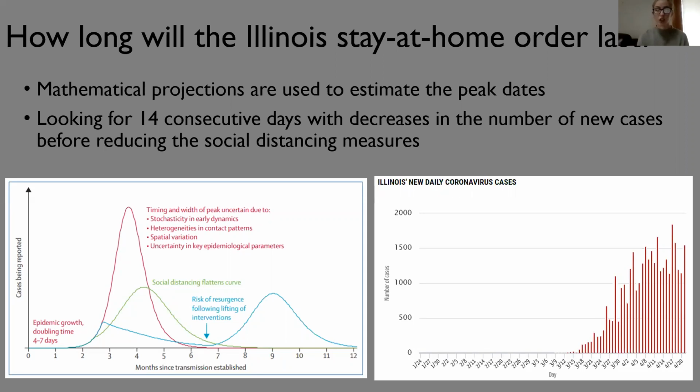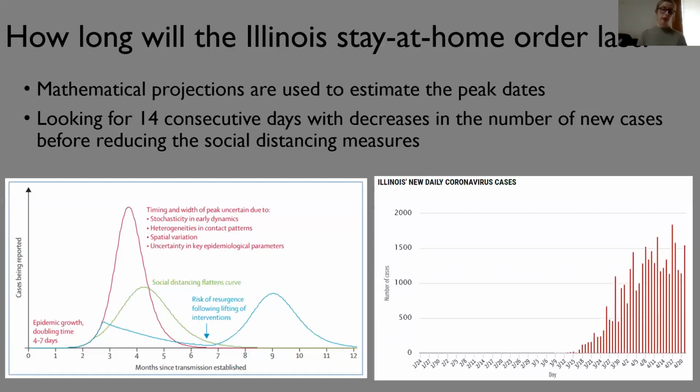So if you look at this curve of what things actually look like in Illinois now, you can see it's not as predictable and it's not as smooth as the kind of ideal curves you would get from a mathematical model. So with that being said, it's really hard to predict when things will go back to normal, or when we will hit the peak of the curve.